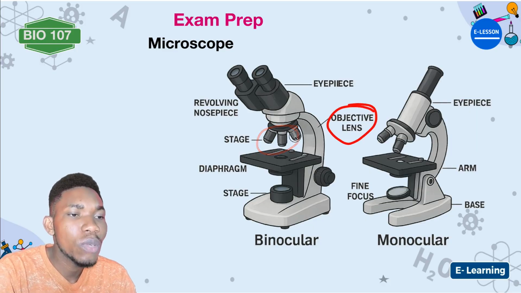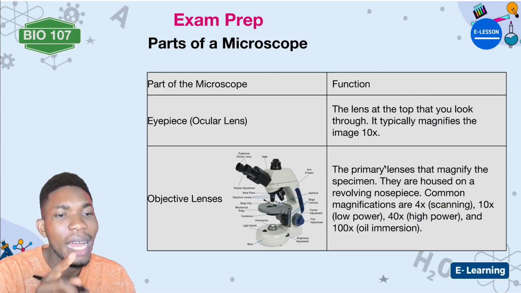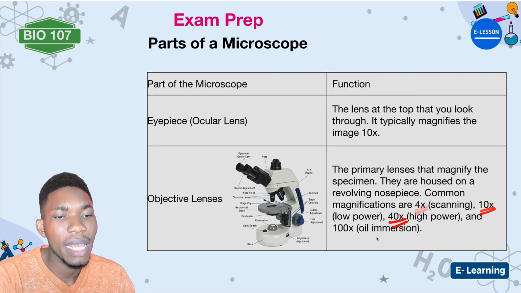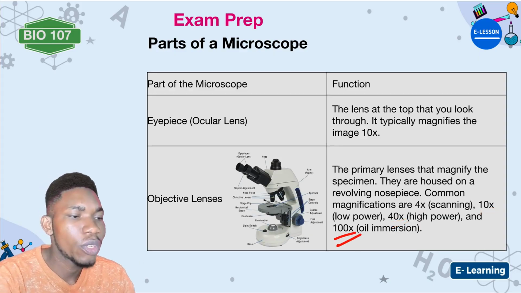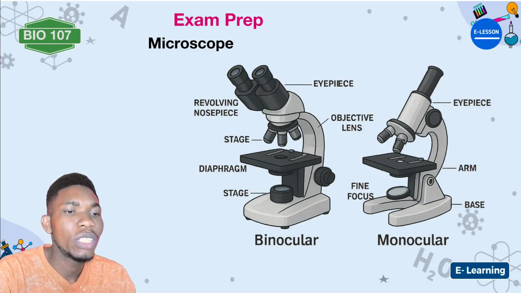These objective lenses, you can see this one we have 3. Each lens has a different magnification. One has 4x, one has 10x, the other one has what? 40x. And if there are 4, you have 100x. For this particular one here, there are 3. Are you getting it? This one you can only see 2 here. This is what we call the revolving nose piece.